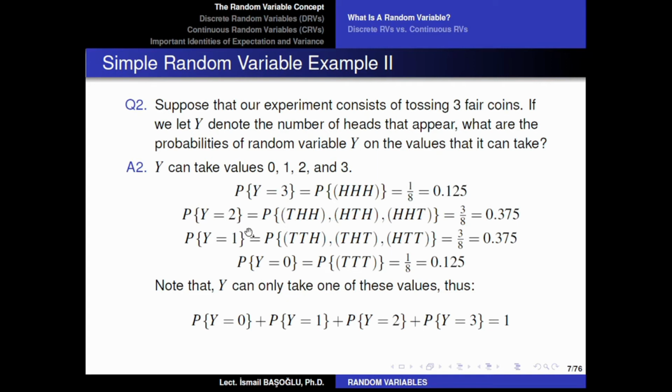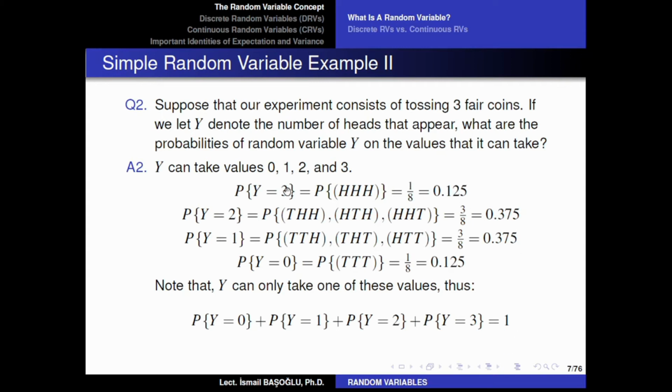What is the probability of y being equal to 1? Or in other words, what is the probability of getting exactly 1 head in 3 flips? So it is only possible in one of these 3 outcomes. Again, the probability is 3 over 8. Finally, the probability of y being equal to 0 is 1 over 8, because it is only possible in one of the outcomes where we get all 3 flips as tail. Now, my friends, the summation of these 4 probabilities, as you can see, is 1.